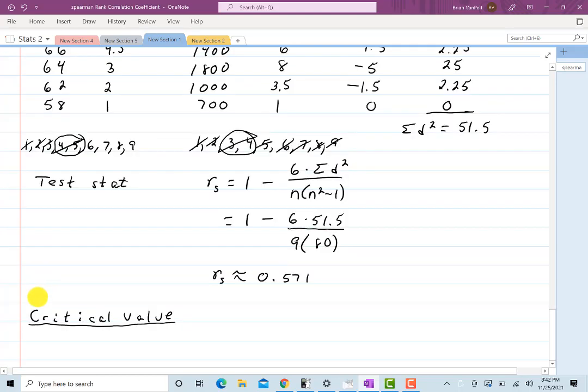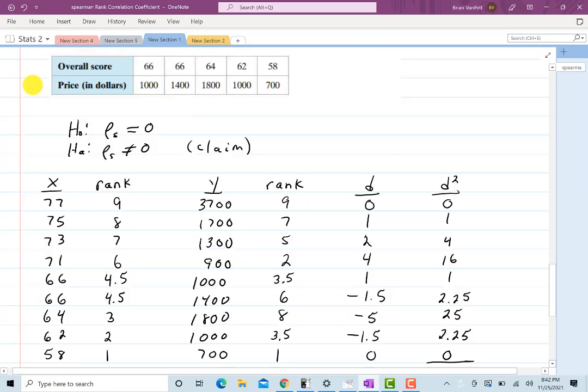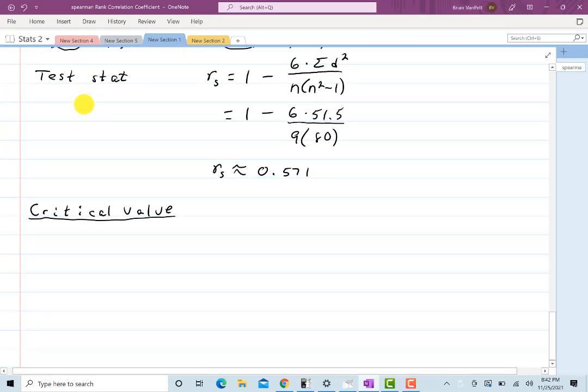All I really need to know for the critical value is my alpha. And the alpha here is 0.05. I don't have a notation for this other than to call it CV for critical value.